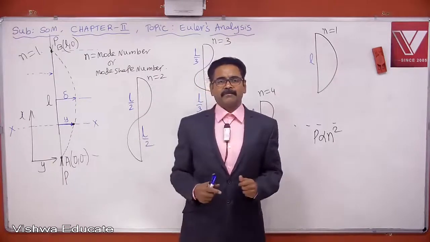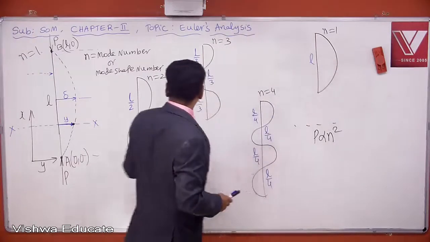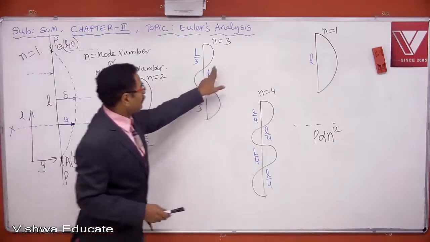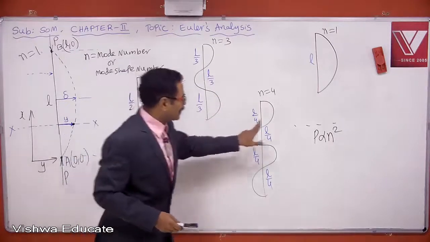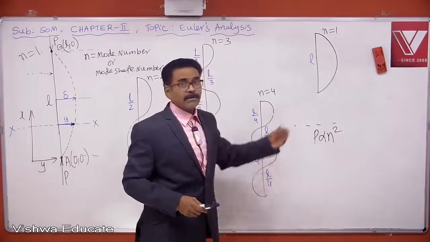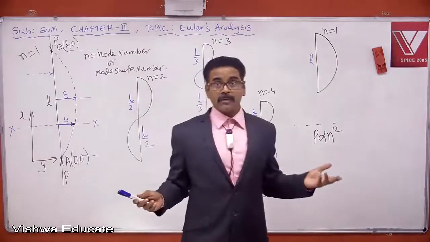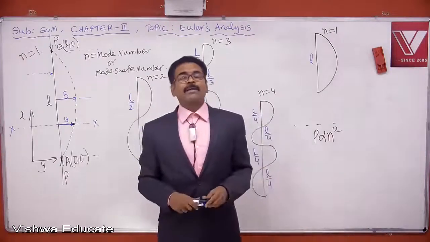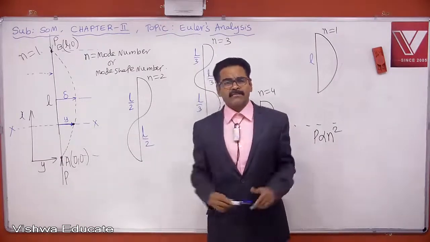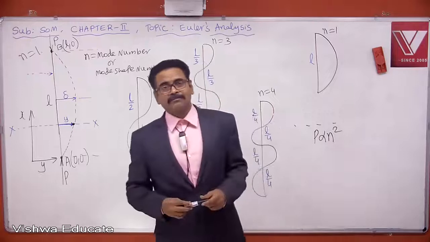Indirectly, critical load of this column is pi square EI by L square only. What is critical load of this column? 4 pi square EI by L square, because n square is 4. What is critical load of this column? 9 pi square EI by L square. What is critical load of this column? 16 pi square EI by L square. What is next? 25. Next, 36. Next, 49. Next, 64, 81, 100. When you increase mode number, critical load is getting multiplied: 4 times, 9 times, 16 times, 25 times, like that. So we have to increase mode number.